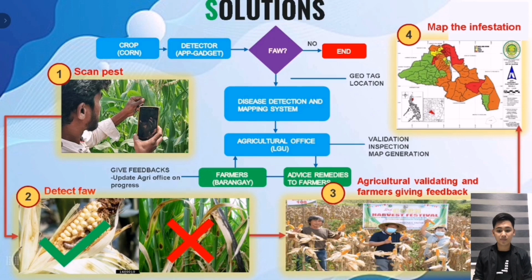Next slide. Fortunately, there are solutions to combat the fall armyworm. As shown on this slide, we have developed a 4-step approach to effectively manage and mitigate the impact of the pest. The first step is to scan for the pest. We use image recognition software to detect the presence of fall armyworm in the captured images. Third, we involve agricultural experts and farmers in the validation process to ensure the accuracy of the detected cases. And finally, we map the infestation using GIS technology to monitor the spread of the pest and identify hotspots for targeted interventions. By implementing this 4-step approach, we can effectively manage and mitigate the impact of the fall armyworm.